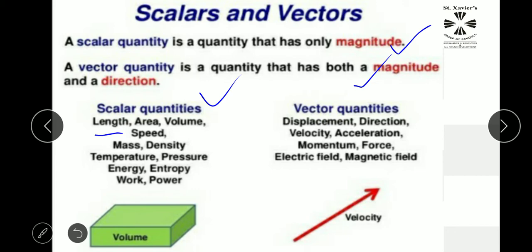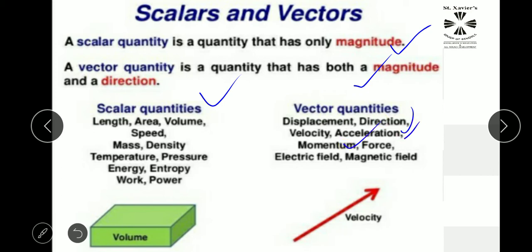Now when we talk about vector quantities, displacement. See here, students, distance is a scalar quantity, but displacement is a vector quantity. When we are talking about displacement, it needs direction, so it is a vector quantity, students. Velocity: to represent velocity we need direction, students. These are vector quantities. Acceleration is a vector quantity.